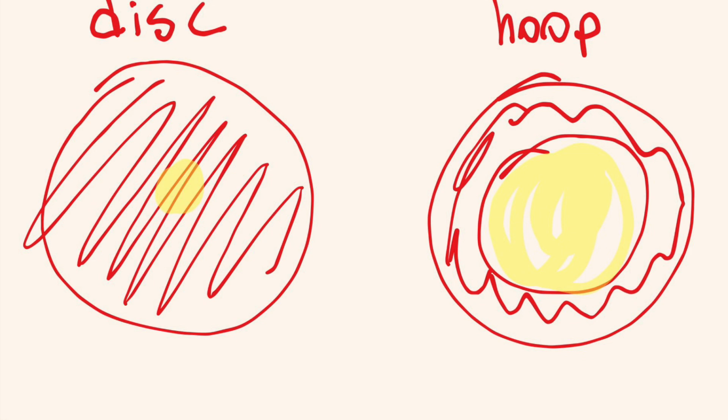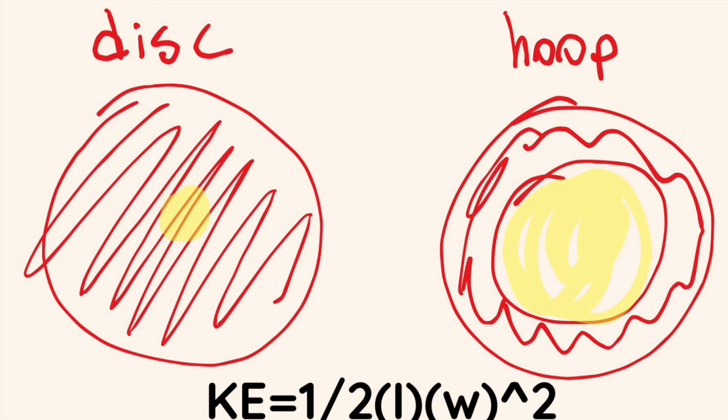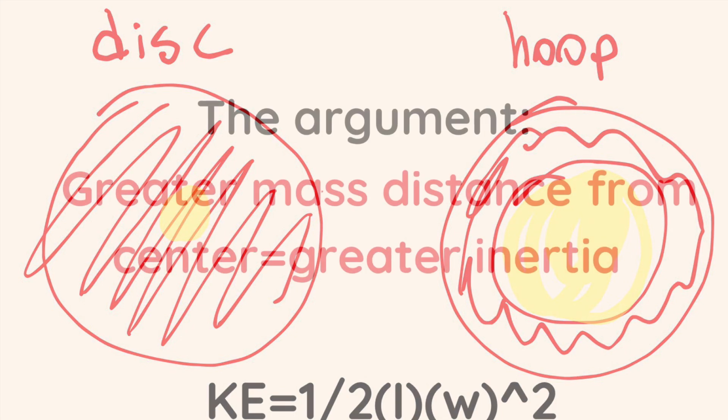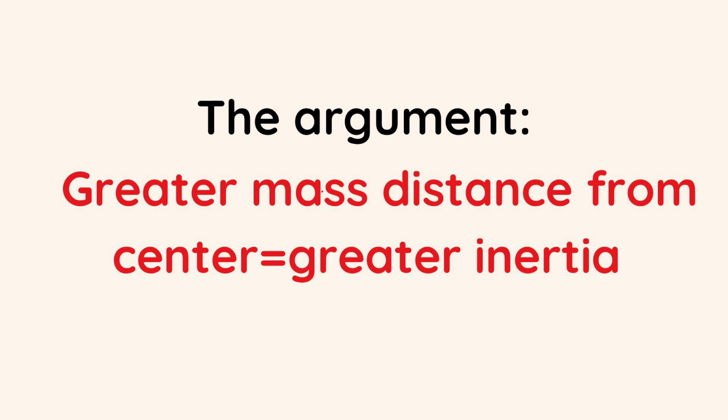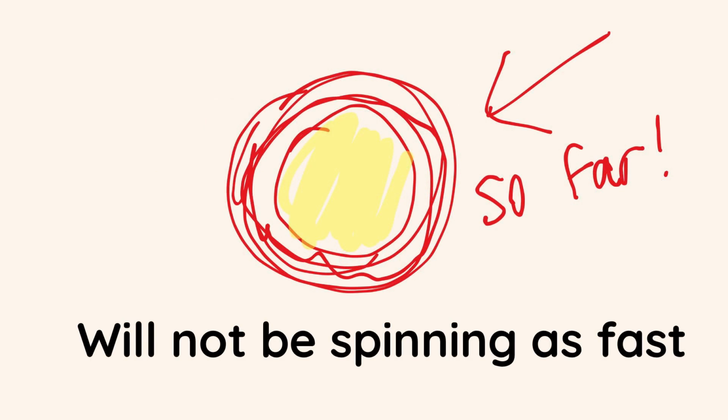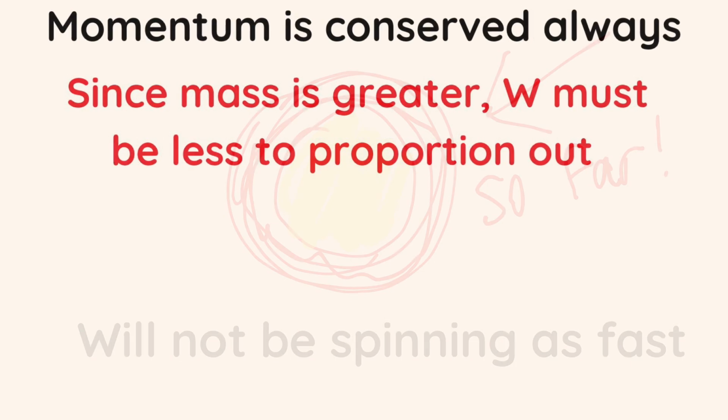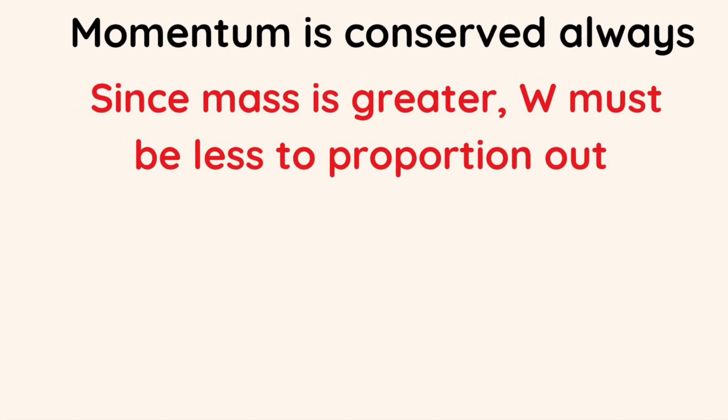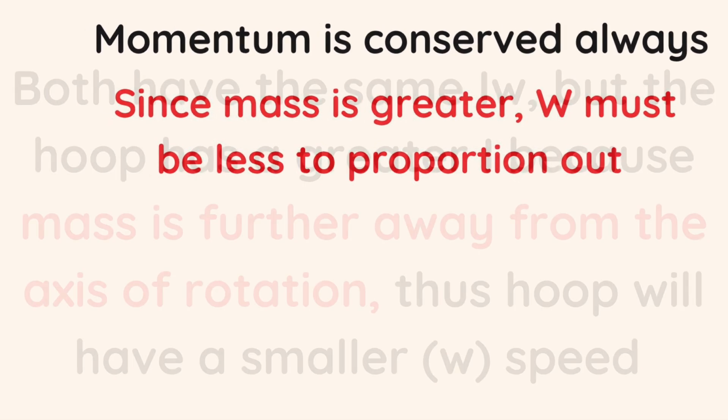And so we can see that for hoop 2, the mass is very far from the center, and going back to our equation, K equals 1/2 I omega squared, the argument here is that greater mass distance from the center means greater inertia. And because momentum's conserved, this one is not going to be spinning as fast, as we see in the equation; this omega will be significantly slower to conserve momentum.